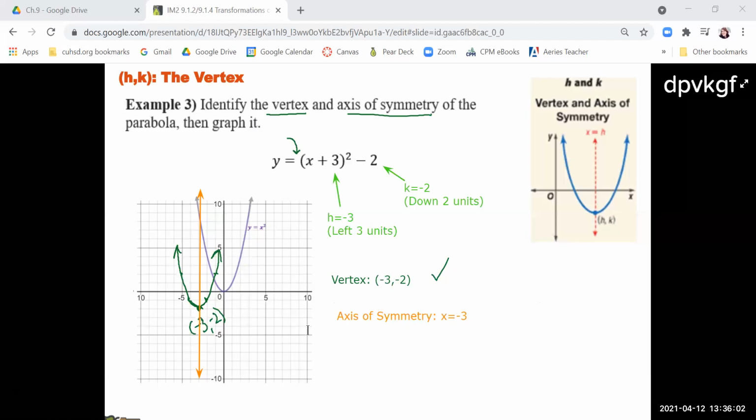All right, so this is everything we needed for this particular one. And you can see in this diagram on the right here how HK represents your vertex, how x equals h is your axis of symmetry. It's the x-coordinate of your vertex, so it's the h value in the vertex form of the equation. It's all connected.